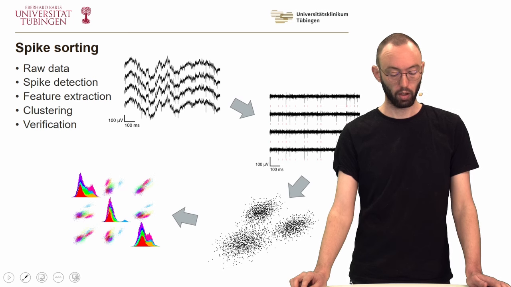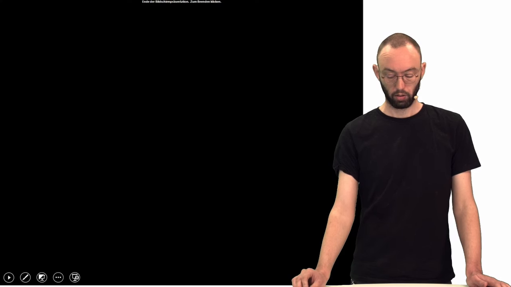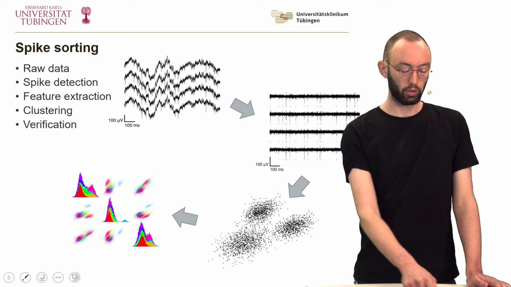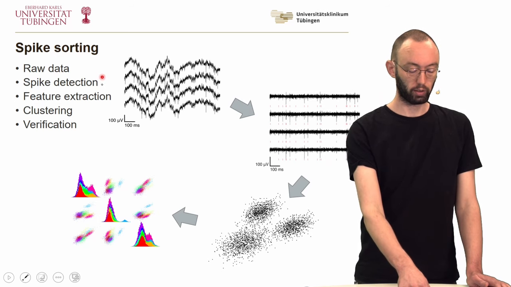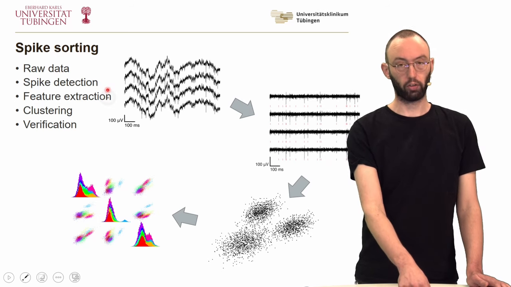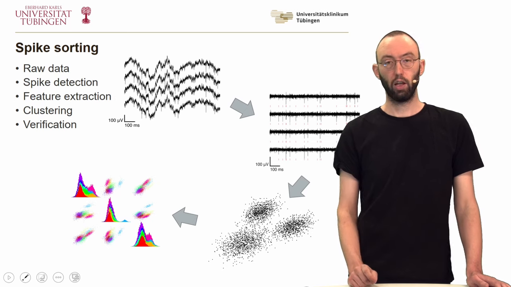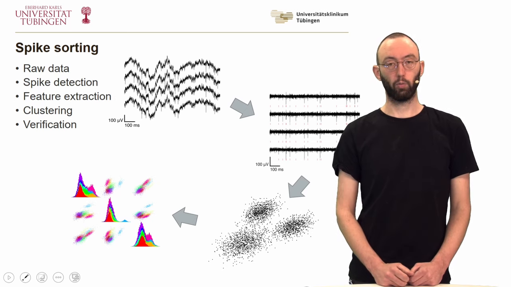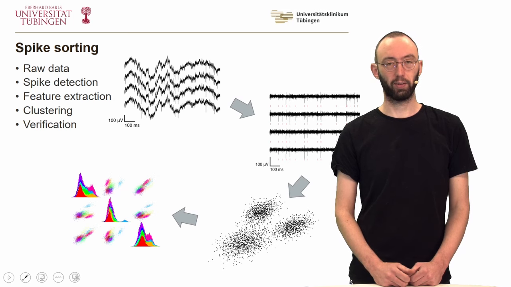So now in our pipeline, we have covered going from the raw data to spike detection and feature extraction. So now we are at a stage where we can start clustering once we have done the coding exercise.